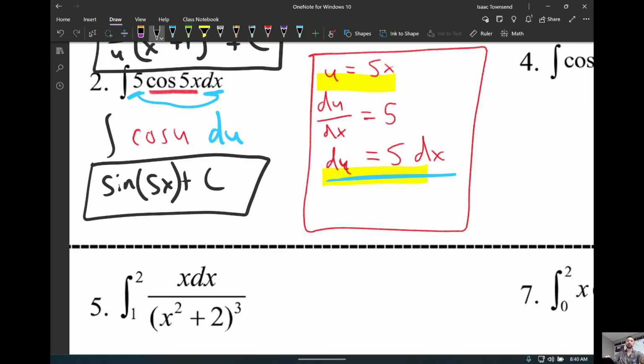And then why do I get the 5 as well? Because of chain rule. So again, it's not that you couldn't maybe figure that out in your head, but this process eliminates the guess and check in your head. It allows us to just rewrite it and then plug it back in.